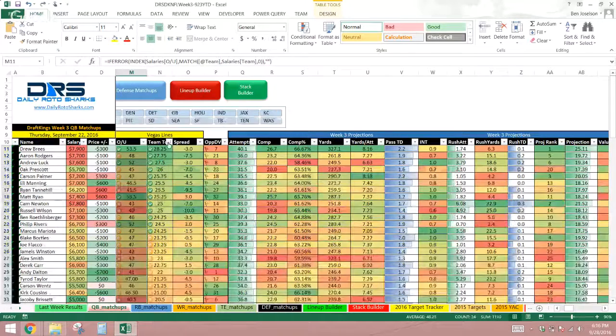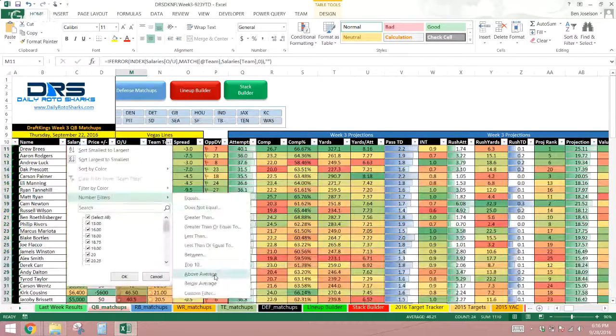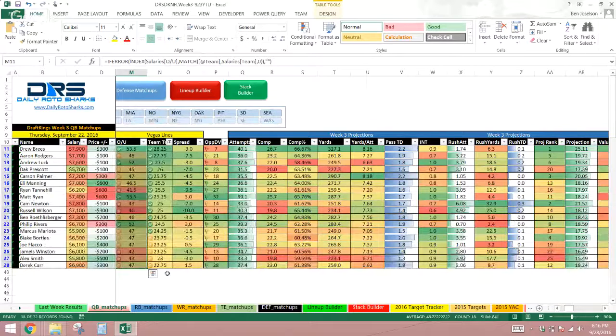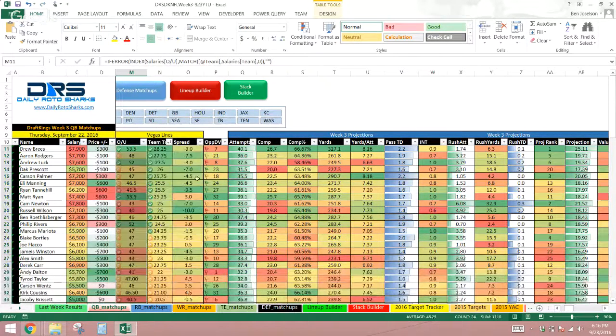You could do the same for team total, so you get rid of the teams that may not have a high projection in terms of points. So that's good stuff to look at. This is the spread of the game. Usually that's important if you're trying to think of game script and how the game's going to play out and stuff like that. But you usually want to have a player who's projected to win the game at least, but it doesn't always matter.